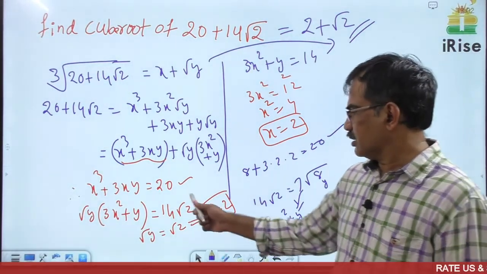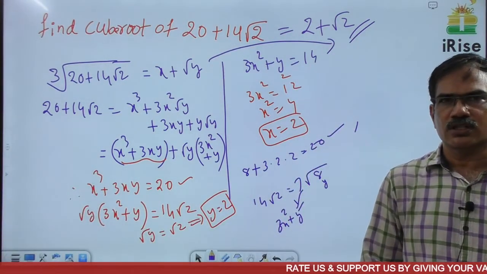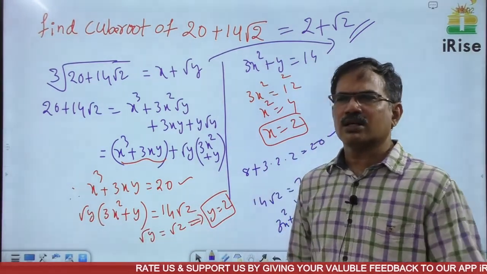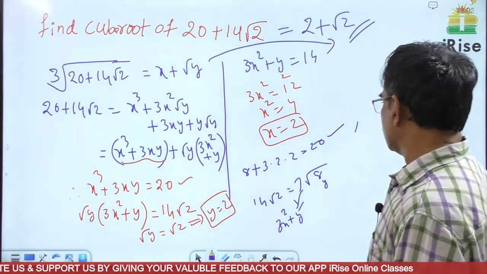If it is a simple surd, then we can compare and check. Generally, tough questions will not be given. Root y generally must be equal to root 2 and we get the answer easily. Okay, see the next question.